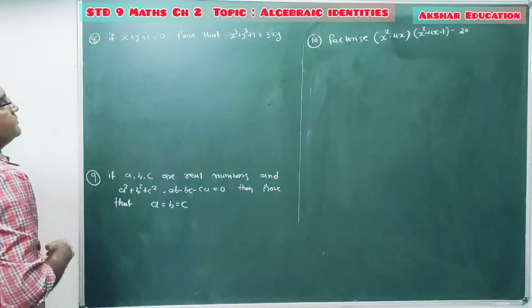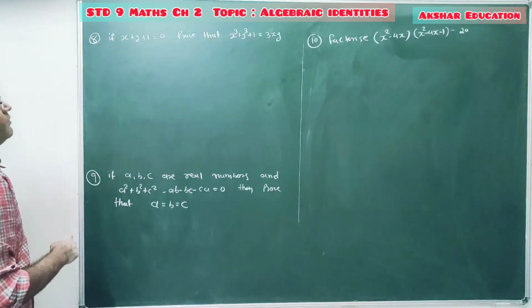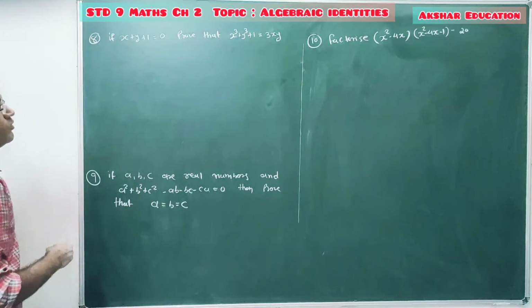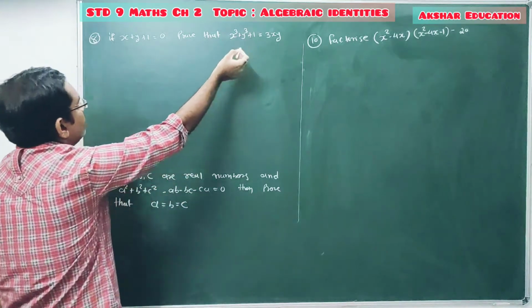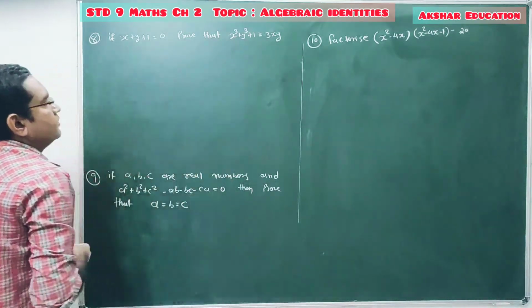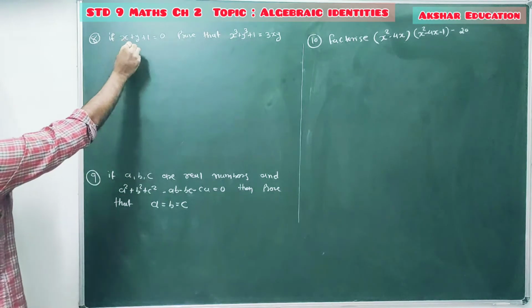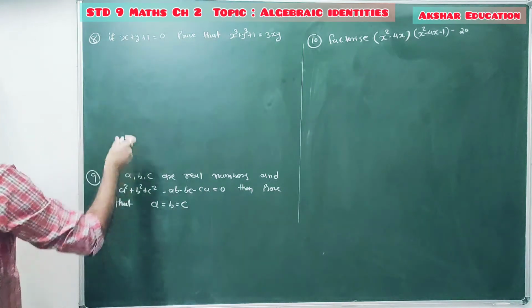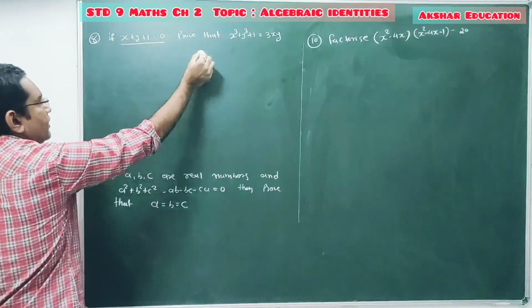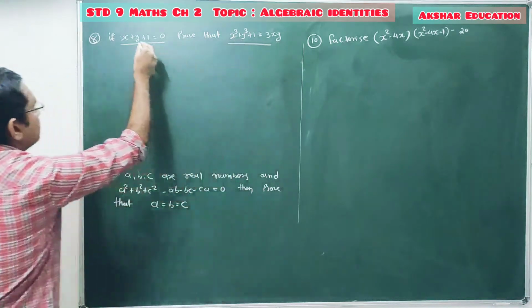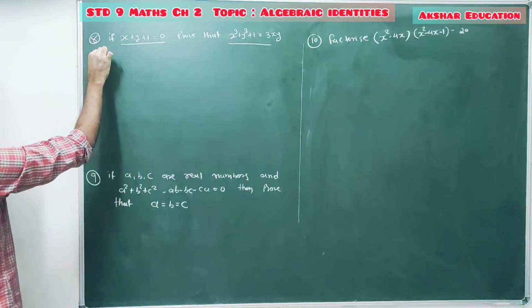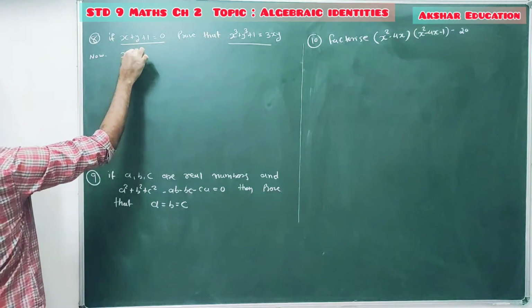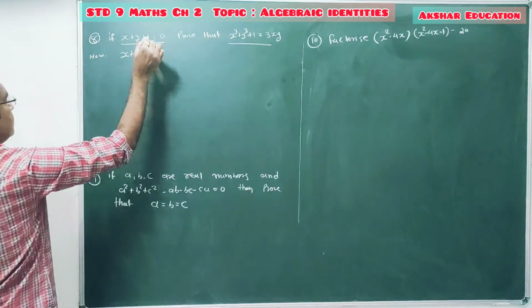Now question number 8. If x plus y plus 1 equal to 0, then prove that x cube plus y cube plus 1 equal to 3xy. So variables are given in terms of x and y. Cube power is required. So this is given and you have to prove this. So we start with this given: x plus y plus 1 equal to 0.